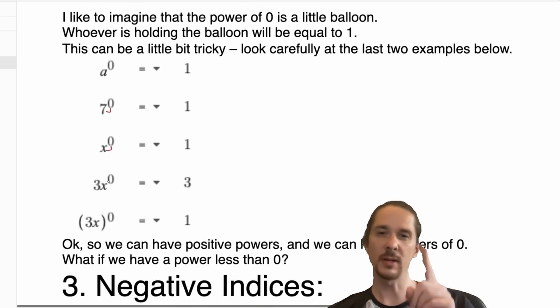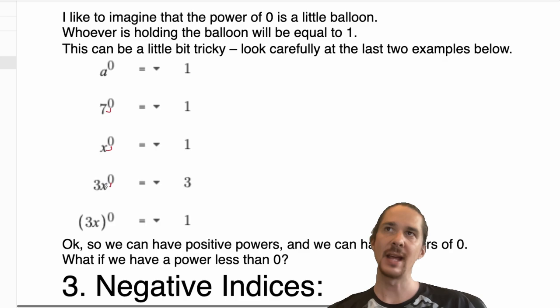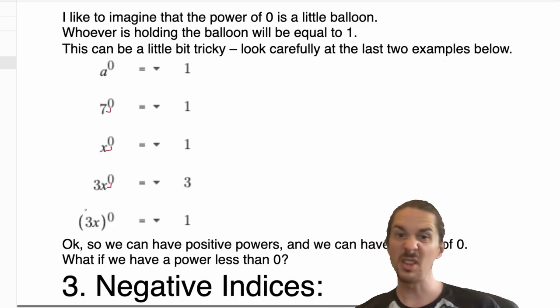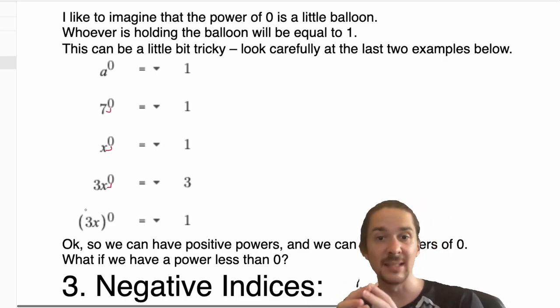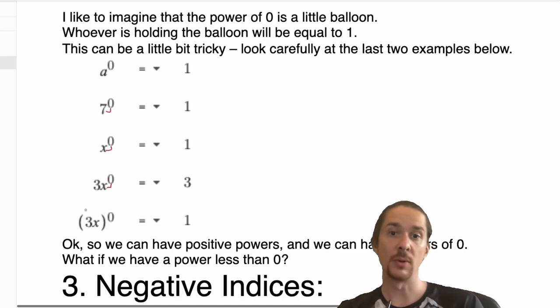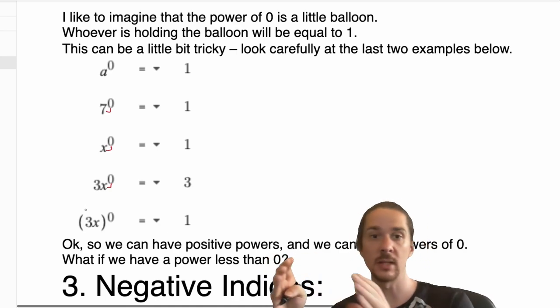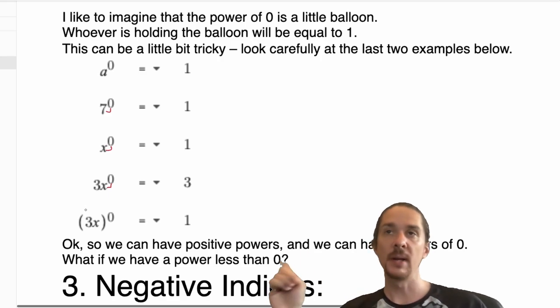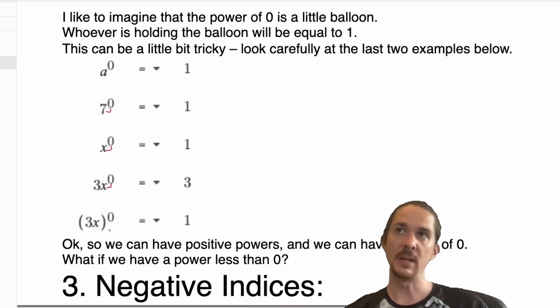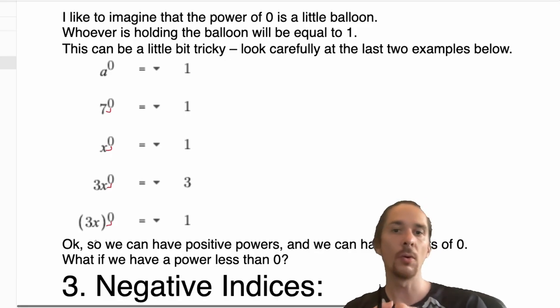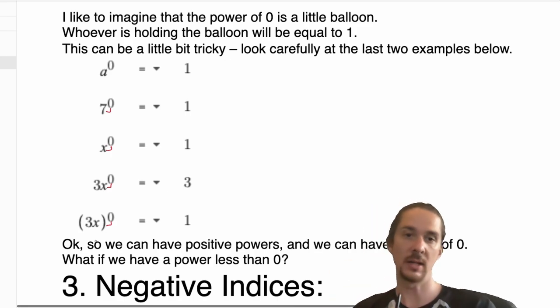Now, here's where it gets different. In this question, x is holding the balloon, and 3 is not. So the x is the thing to the power of 0. So we have 3 times x to the power of 0, which is the same as 3 times 1, and we just get 3. But have a look at this final example. Because of the brackets in this example, the 3x, they're holding the balloon together. So together, they are equal to 1.